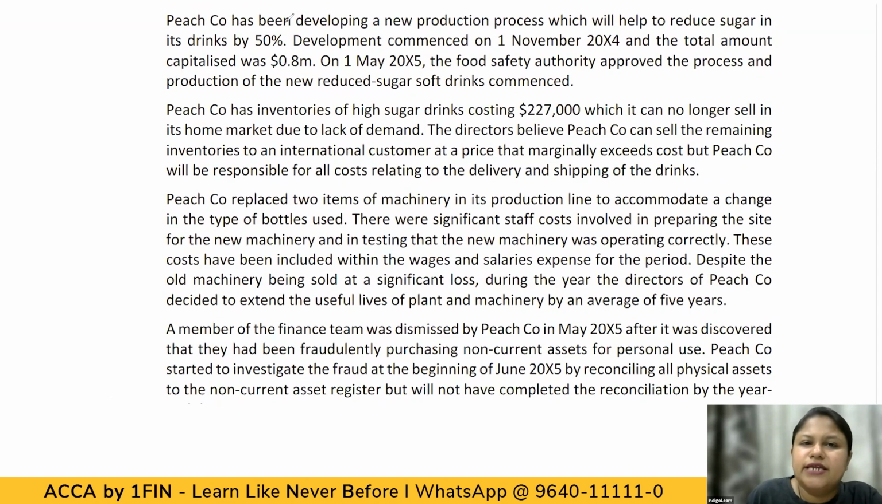Then, Peach Company has been developing a new production process, which will help to reduce sugar in the drinks by 50%. Development commenced on 1st of November 2014, and the total amount capitalized was $0.8 million. On 1st May 2015, the Food Safety Authority approved the process and the production of new reduced sugar soft drink commenced. So it is new.